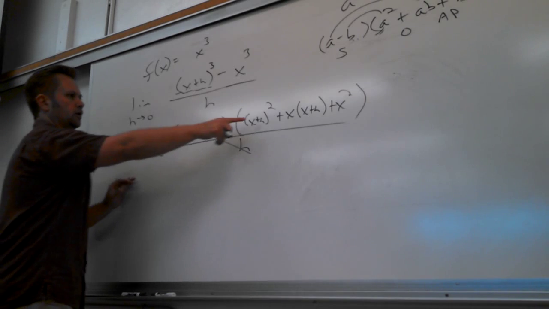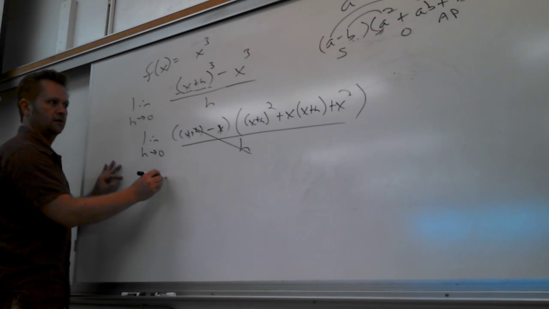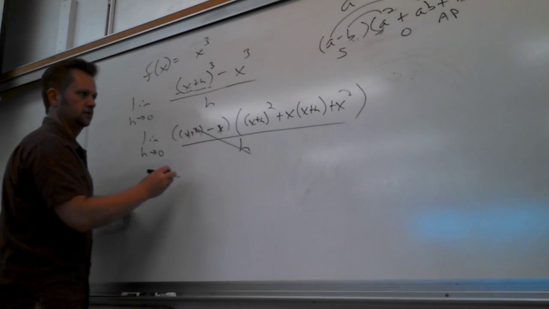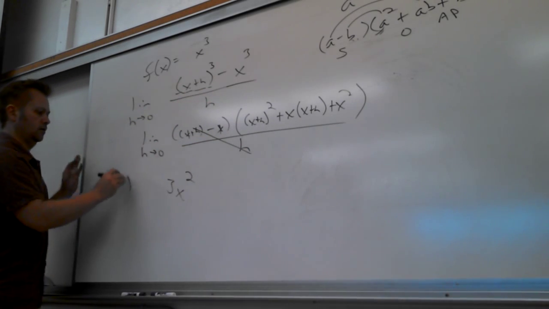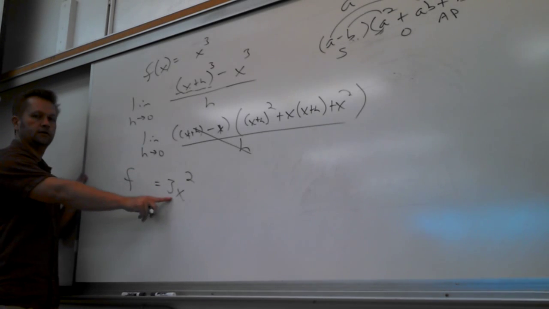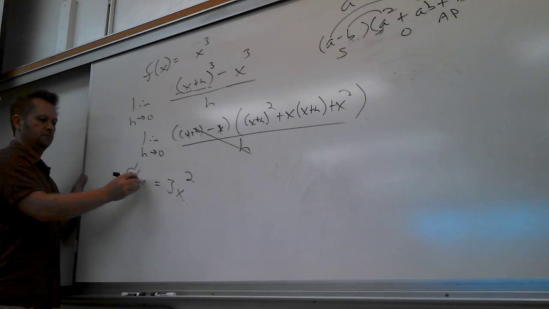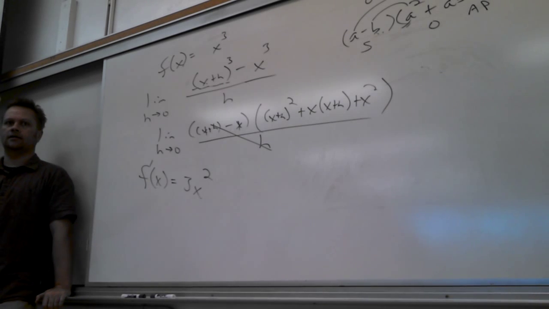So what do I get when I plug a 0 in? You'll get x squared plus x squared plus x squared, 3x squared. So to use the right symbol here, what symbol would I use to designate this? F prime. So that prime designates the derivative.